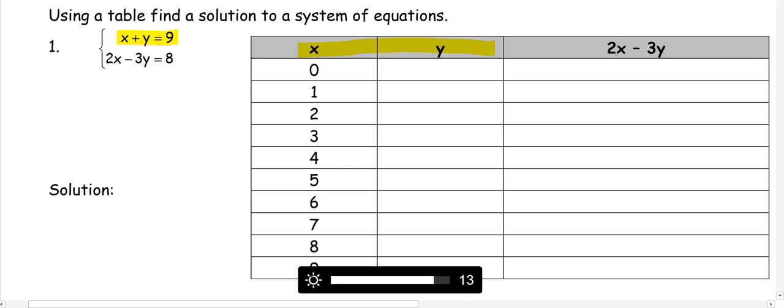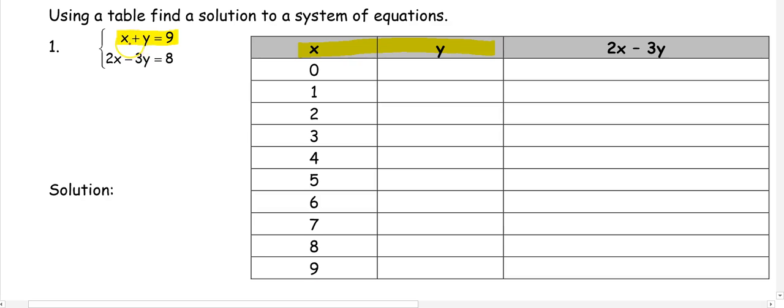Now for y, we need to fill in those values. If we look at the equation x plus y equals 9, if x is 0, then we know that y would have to be 9 because 0 plus 9 is 9. If x is 1, y would have to be 8 because that would add to 9. Then 7, 6, 5, 4, 3, 2, 1, 0. So any row that I pick in the table has to equal 9 for that first equation.